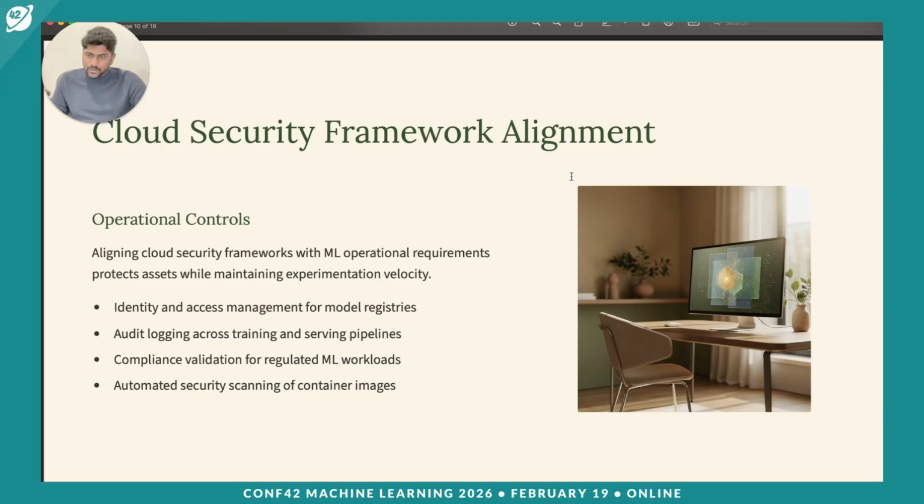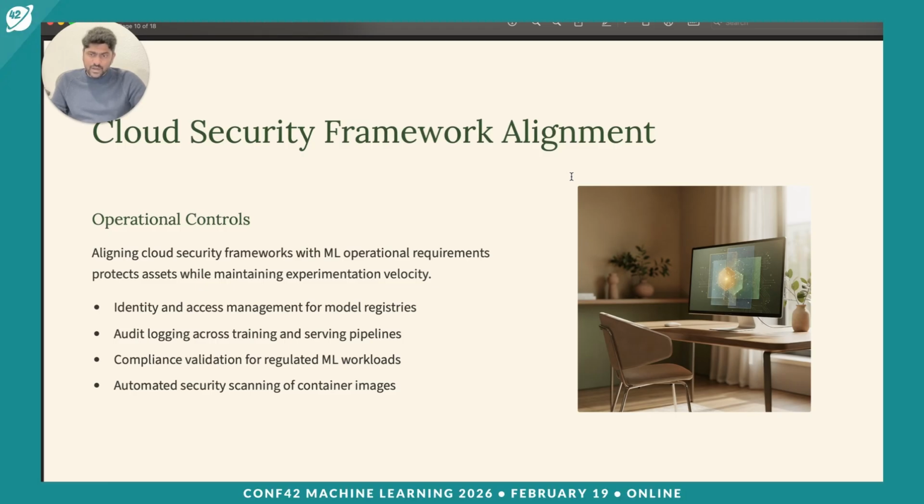And audit logging across training and serving pipelines. This is critical for any kind of debugging or to know exactly what happened in the environment while executing the pipelines, what is the source, what are the targets, what happened, and if there is a failure, where did it go wrong. This is going to help us with debugging.